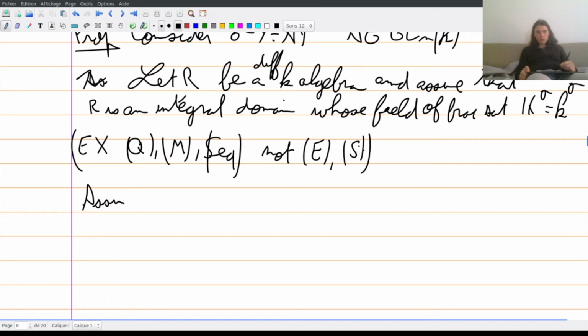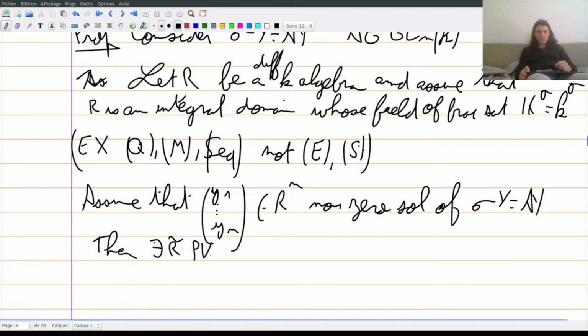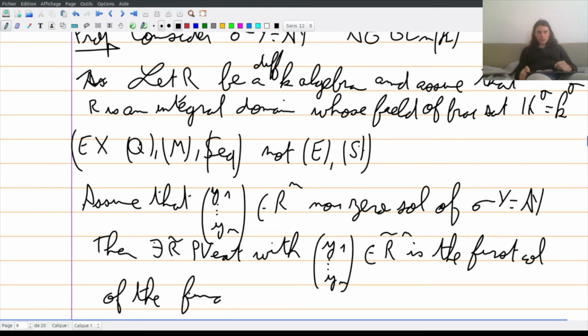So assume that y1 is a non-zero solution of sigma y equals A y1, then there exists a Picard-Vessiot extension with y1 until yn as the first column of the fundamental solution.